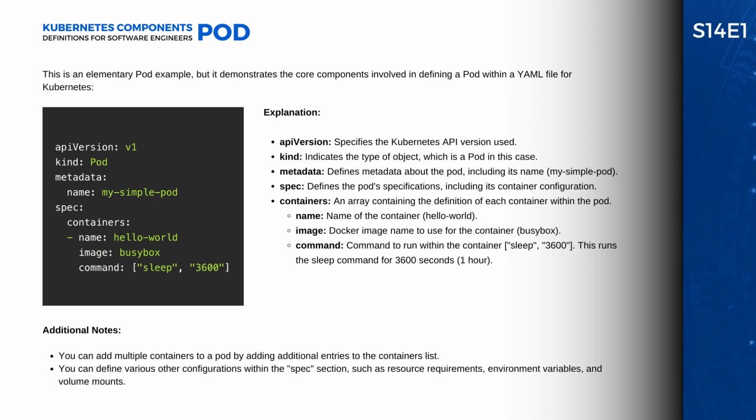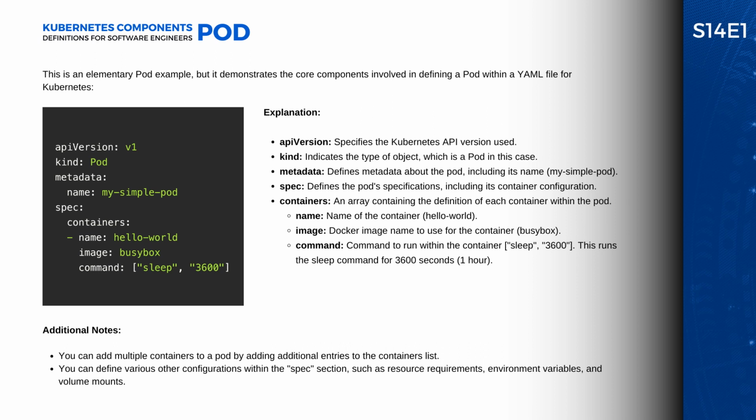This is an elementary pod example, but it demonstrates the core components involved in defining a pod within a YAML file for Kubernetes. Explanation. API version. Specifies the Kubernetes API version used. Kind. Indicates the type of object, which is a pod in this case. Metadata. Defines metadata about the pod, including its name, MySimplePod. Spec. Defines the pod specifications, including its container configuration.